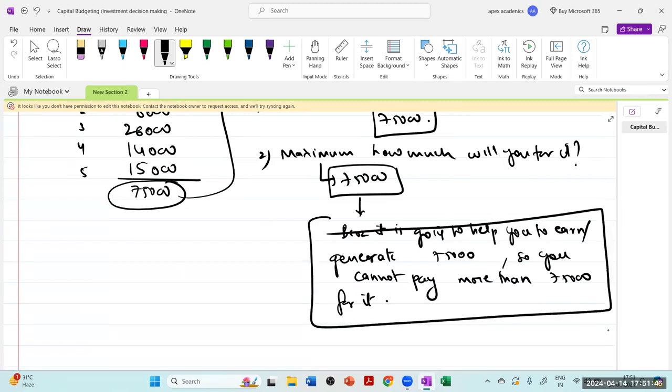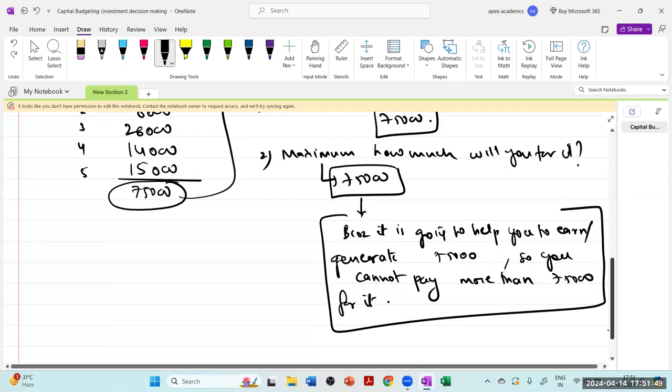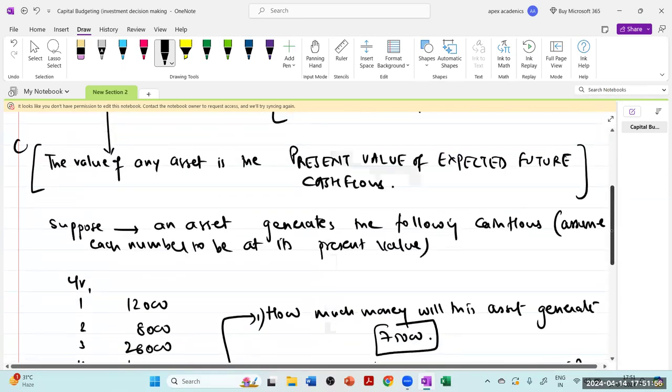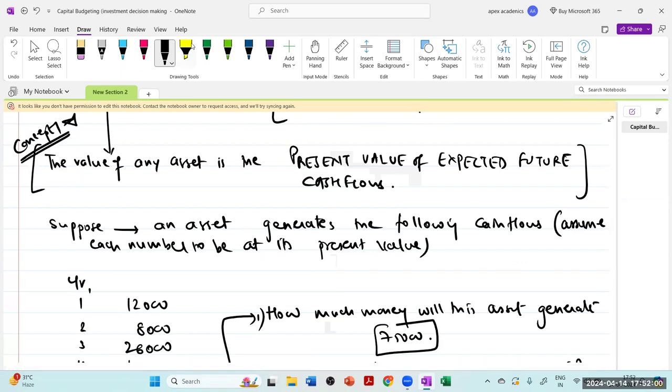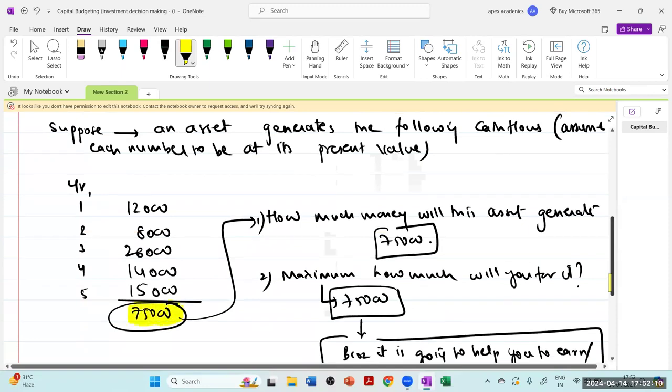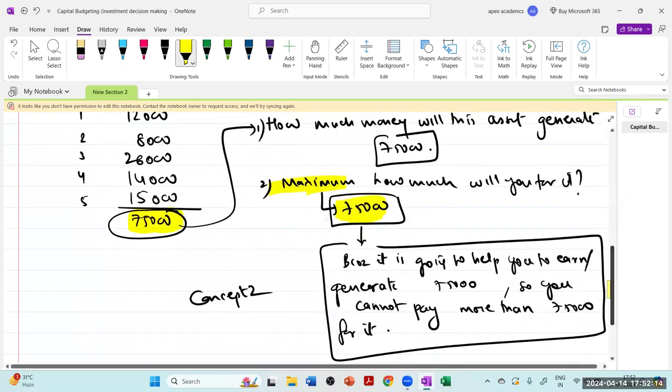This is concept number 2. Sir, then what was concept number 1? This was concept number 1. Most important concept: the present value of the expected future cash flows is the value of any asset. So today when I talk about this particular asset, what is the value of this asset? It is 75,000. How much maximum will you pay for it? 75,000. Why will you not pay more than that? Because it is going to help you to earn only 75,000. You cannot pay more than 75,000 for it.